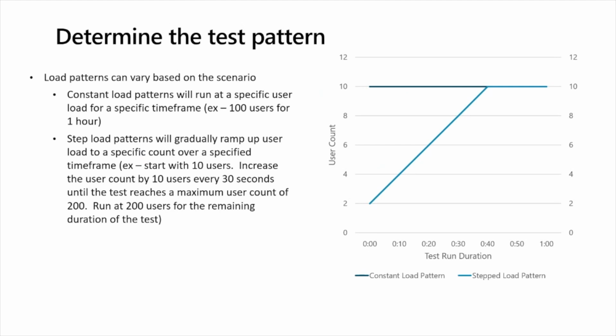Considerations for test patterns are based on the scenario. If you anticipate 1,000 users to access the application, a constant load pattern will submit the first 1,000 requests as fast as possible. This might not happen in real life or be realistic, and you may see issues. This can be mitigated with an appropriate warm-up period or a step load pattern.